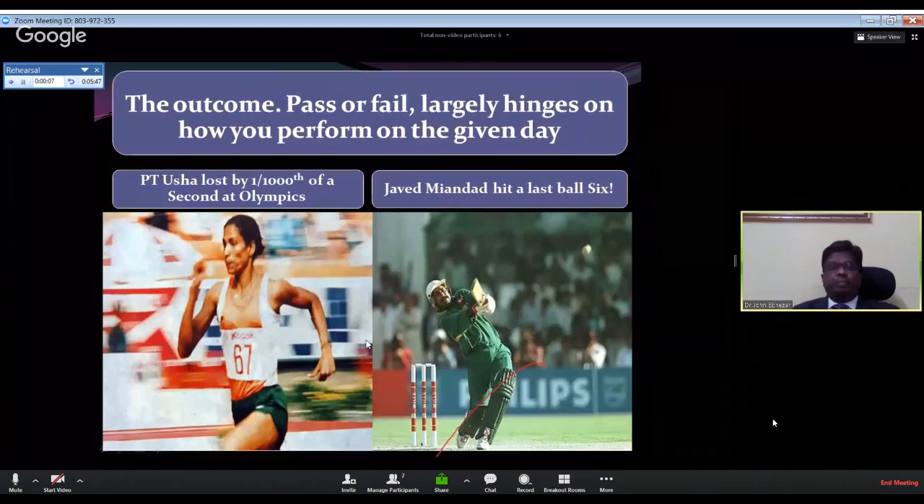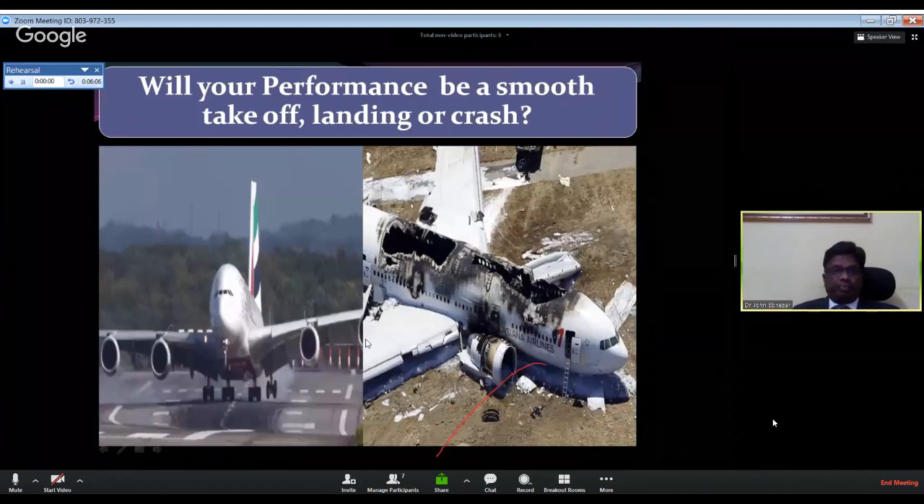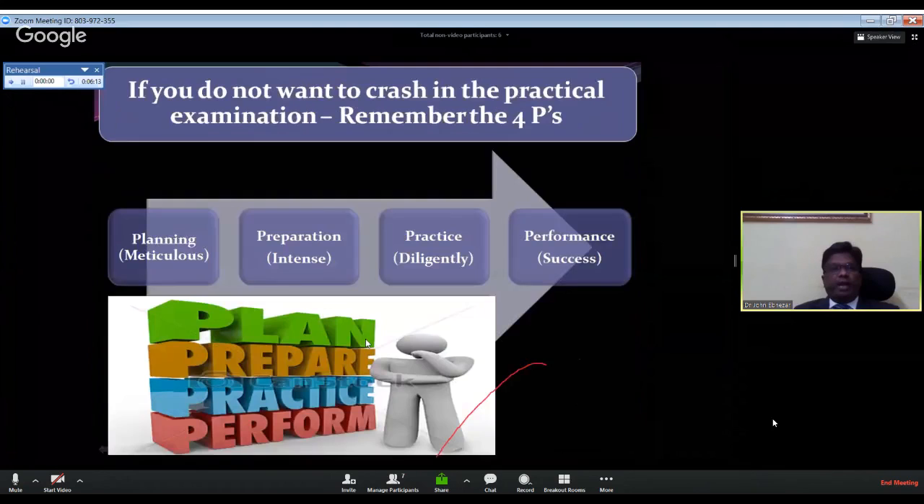I think you might know about P.T. Usha, who lost by 1/1000th of a second at the Olympics. And you might also know the story of Javed Miandad, who hit a last-ball six, bringing victory to his team. The same thing applies to us. What we do on the given day could mean either success or failure. So will your performance be a smooth takeoff and landing, or is it going to crash?